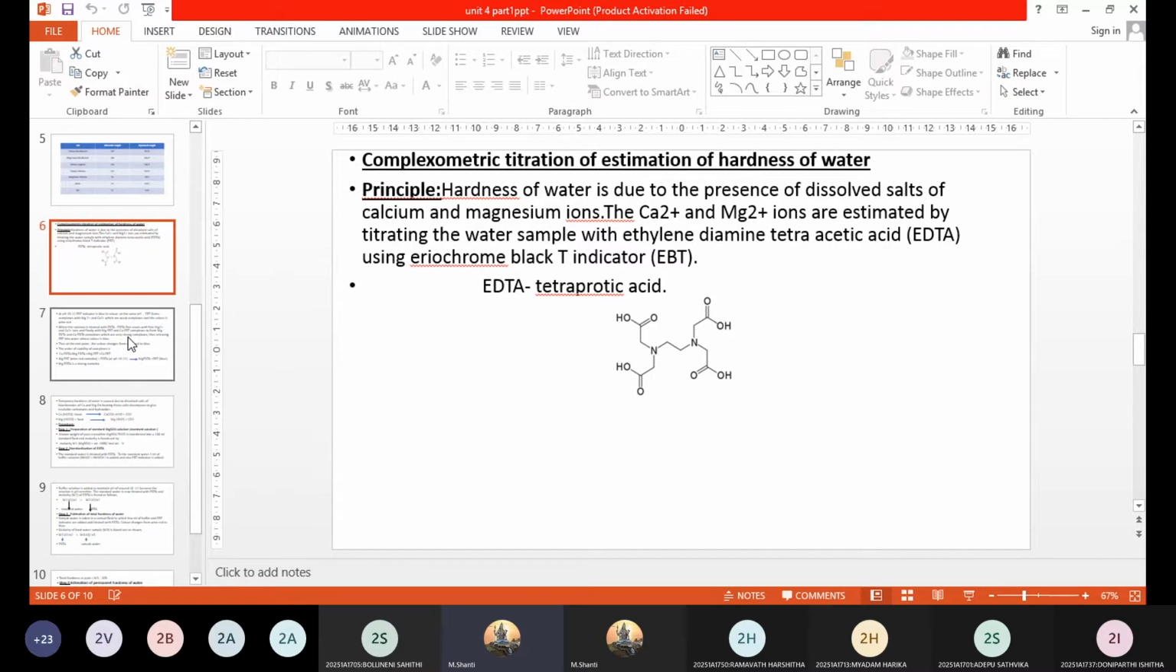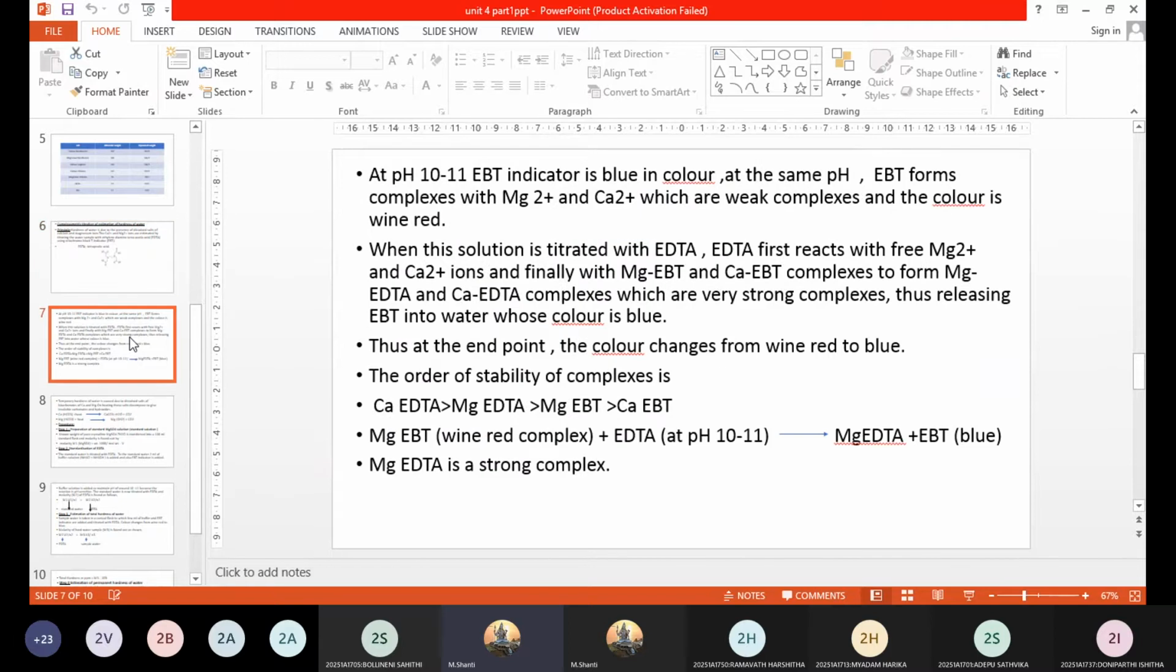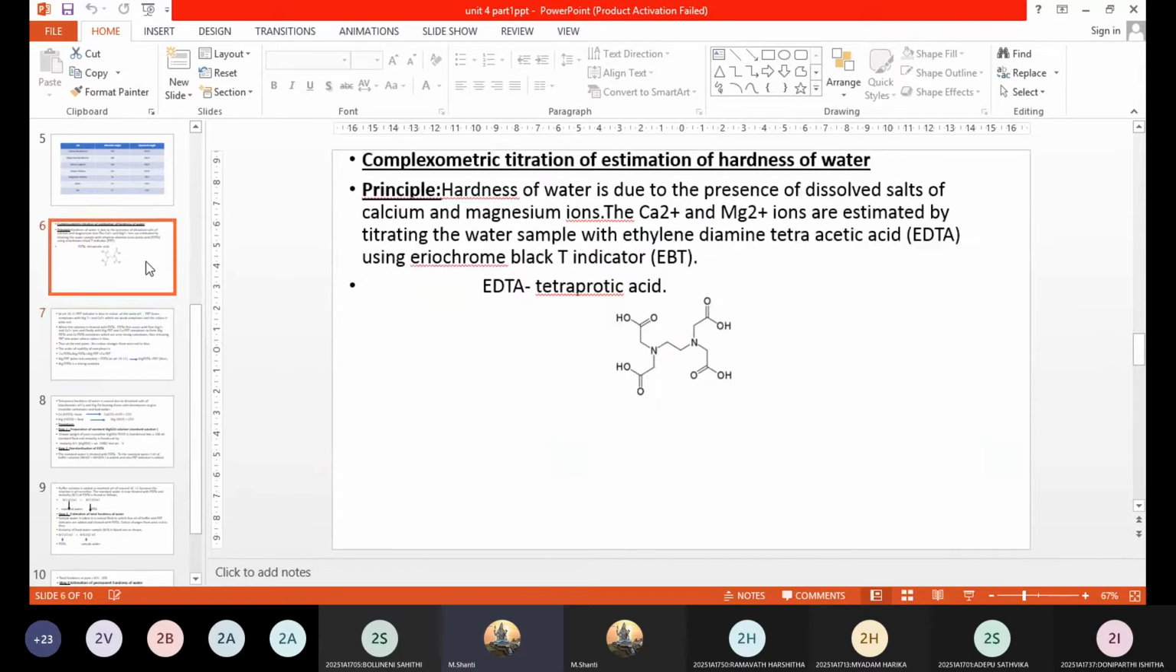So, what is the principle here? What is the color of the calcium EBT complex? Wine red, ma'am. Very good. When do you get a blue color? When the free indicator is present, ma'am. Okay, so that is obtained when you titrate the wine red solution with EDTA.